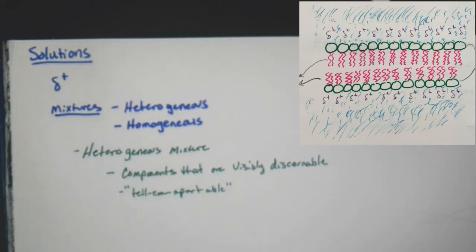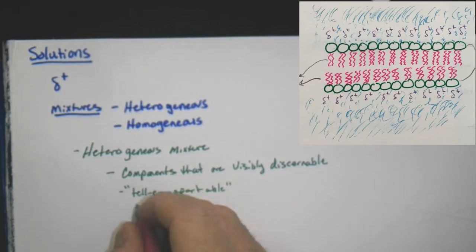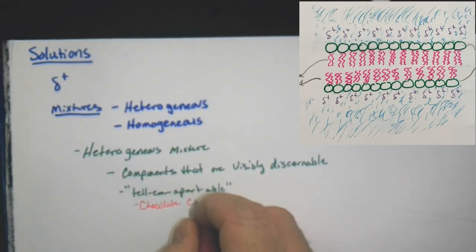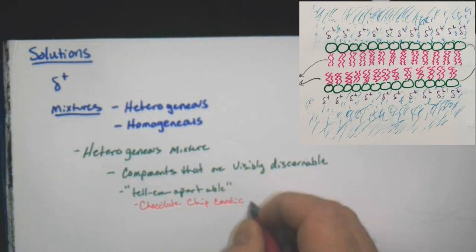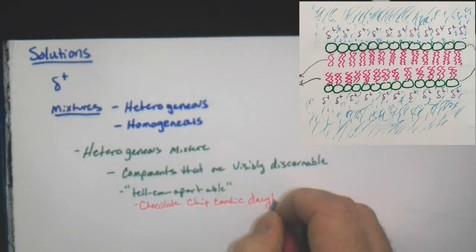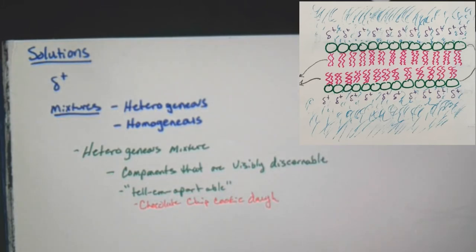A good example of this could be chocolate chip cookie dough. If you look at chocolate chip cookie dough, you can see the chunks of chocolate in the dough. It is visibly discernible from the rest of the dough. Yeah?